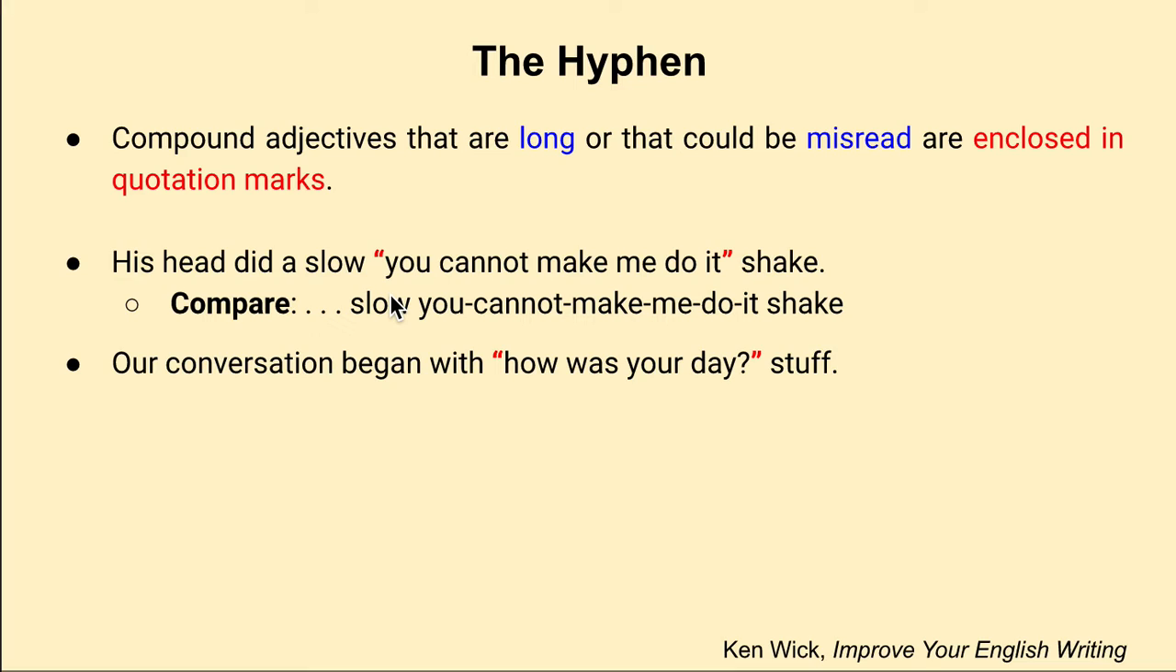Another example: our conversation began with "how was your day?" stuff. Here, the compound adjective, how was your day, question mark, has been enclosed in quotation marks. This whole compound adjective modifies stuff. The reason this one is enclosed in quotation marks is probably that it's hard to read. I think it could be misread, especially with the question mark. Because compare, you'd say, how-was-your-day stuff. This looks sort of hard to read. It's easier to read with quotation marks.